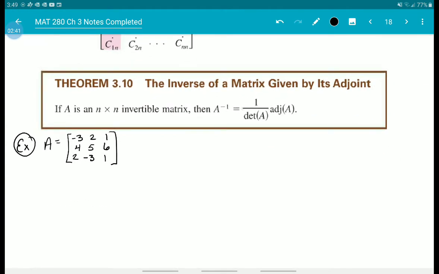So let's see if we can apply that to this problem. We have a 3 by 3 matrix here. To find the inverse using this method, we need to find the determinant and we need to find the adjoint. So let's start by finding the determinant. This is where you may want to pause the video, try it yourself, and then we'll come back and compare answers.